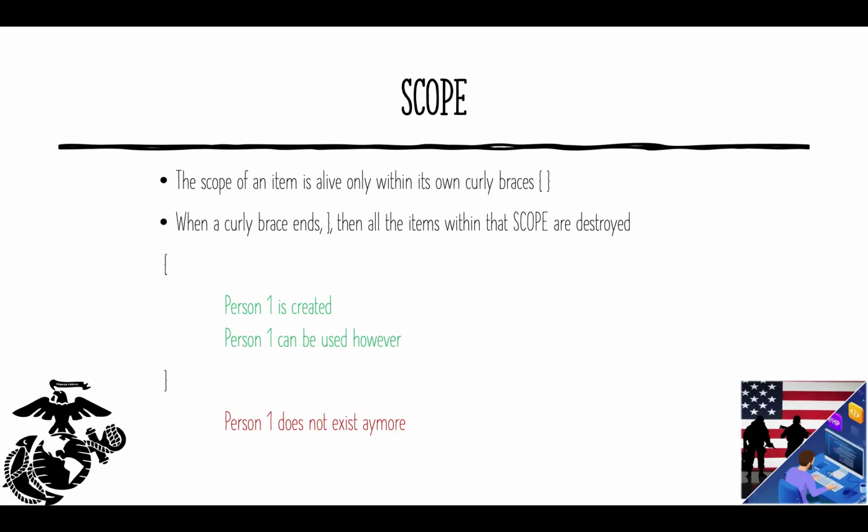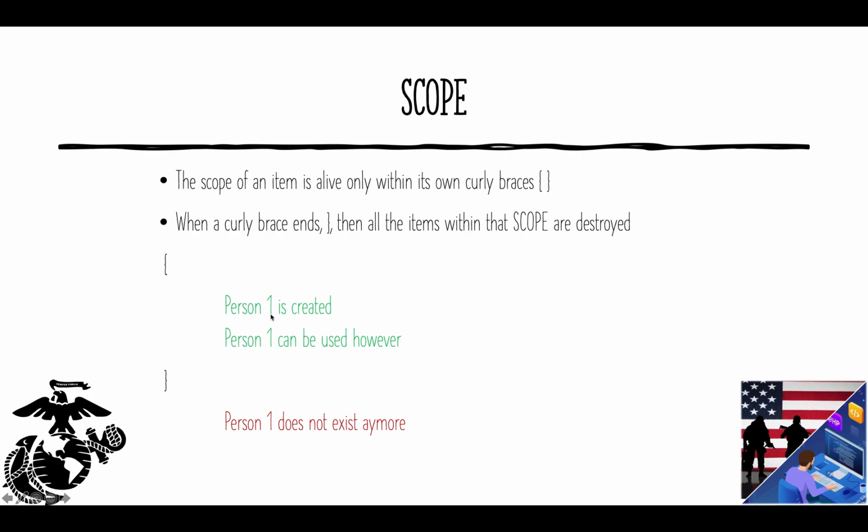The scope of an item is alive only within its specific curly braces that it was created in. When a curly brace ends, which looks like this, a closing curly brace, then all the items within that scope are destroyed. So what that would mean is this is the beginning of the scope, an open curly brace. Everything that we create inside of these curly braces exists in the curly braces, and we can use them inside these curly braces. The moment that this closes here, everything that we have within these curly braces is destroyed.